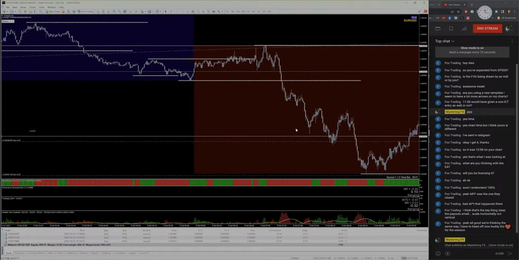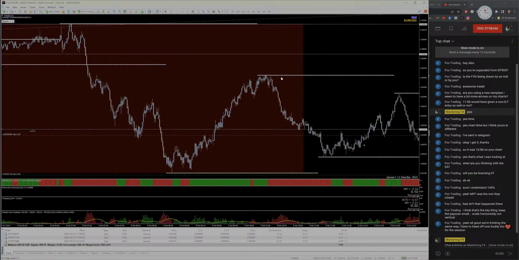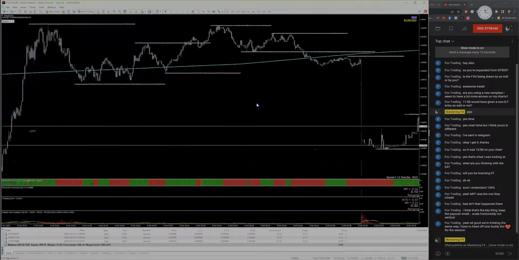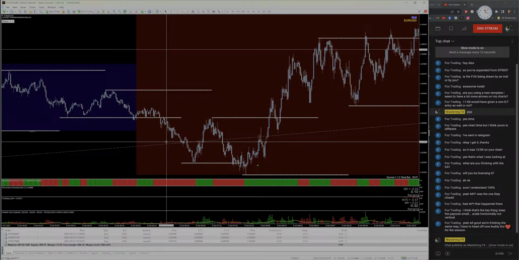That was a great trade right there. We never reached the high of the Asian session, but we get a 1 to 3 and then probably a 1 to 6. So that's 3%, 1.5, that's a 4 to 5% day as well. Great. Don't really need more than that.